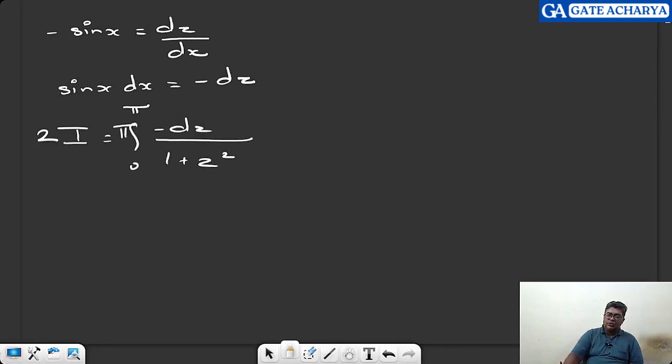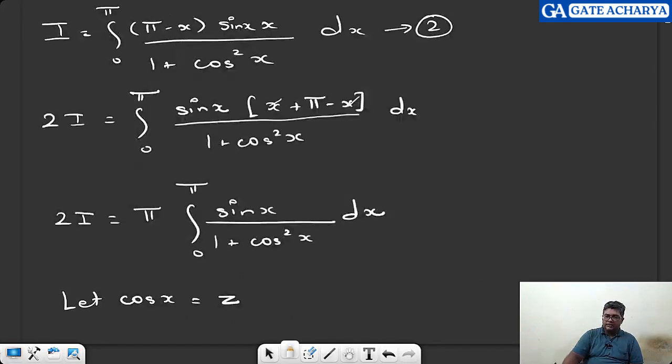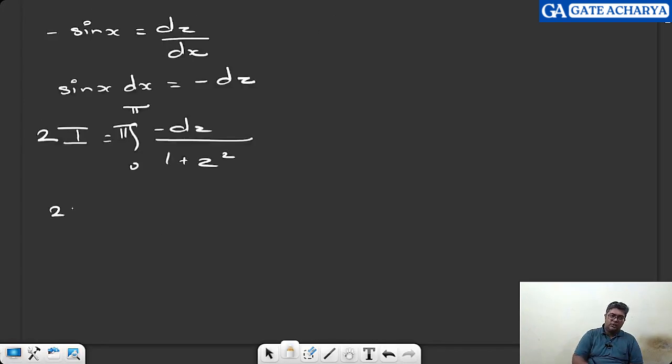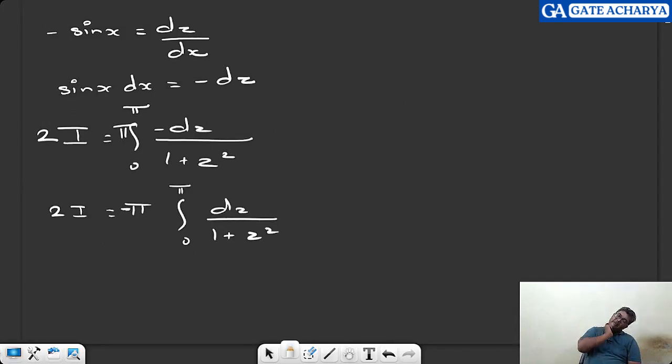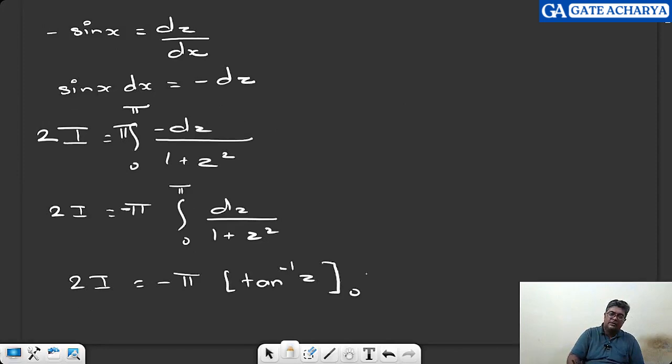Pi outside, 2I left side, pi outside. Okay, correct. Next. 2I is equal to pi into, or I can take minus common outside. So minus pi into 0 to pi dz divided by 1 plus z square. Now this has become a standard form. The integration of dx divided by 1 plus x square is tan inverse of x. So minus pi into tan inverse of z, 0 to pi.